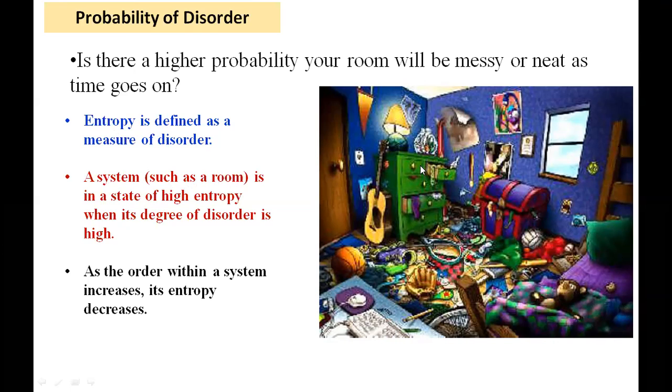Okay. So over time, this entropy, look, many things. So entropy is defined as a measure of disorder. A system such as a room is in a state of high entropy when its degree of disorder is high. As the order within the system increases, what happens to the entropy? It decreases.